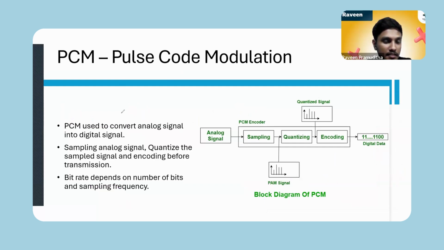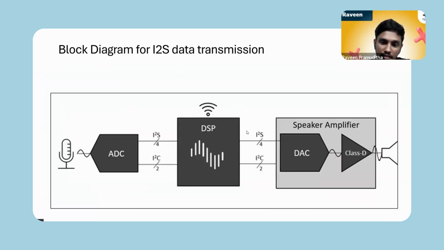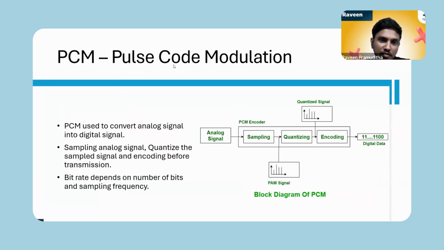In the previous slide I talked about digital signal transmitting. For digital transmission we use PCM modulation. PCM means pulse code modulation, and pulse code modulation is mainly a technique used in the telecommunication industry.